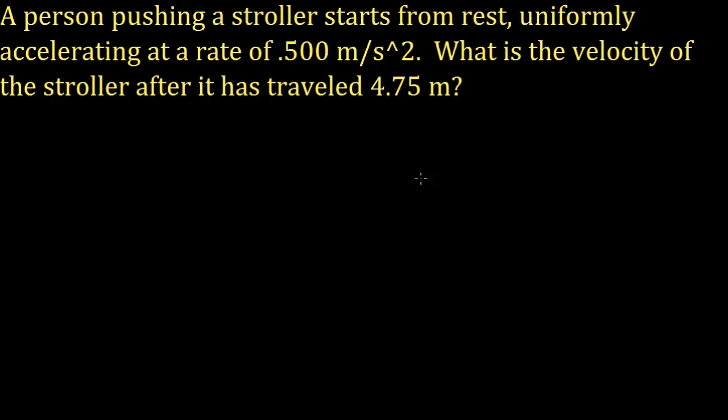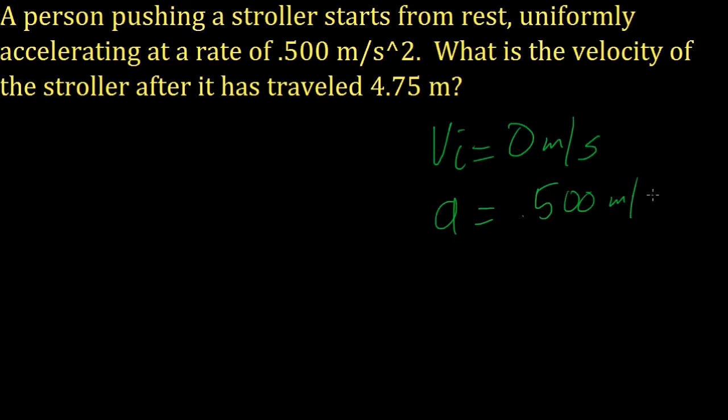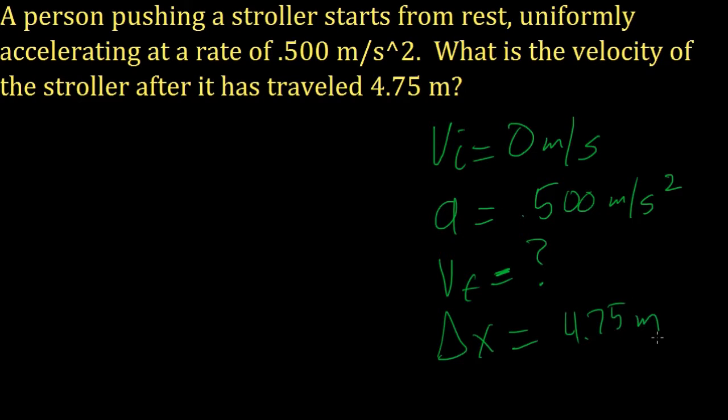Alright, let's write down our knowns and unknowns. We're starting from rest, so remember that always means Vi equals 0 meters per second. And we like it when that happens because it makes our calculation easier. Uniformly accelerating at a rate of 0.5 meters per second squared, so we've got acceleration, 0.500 meters per second squared. What's the velocity of the stroller after it's traveled? So that means Vf is our unknown. That's what we want to find. And it has traveled 4.75 meters, so the change in x is 4.75 meters.